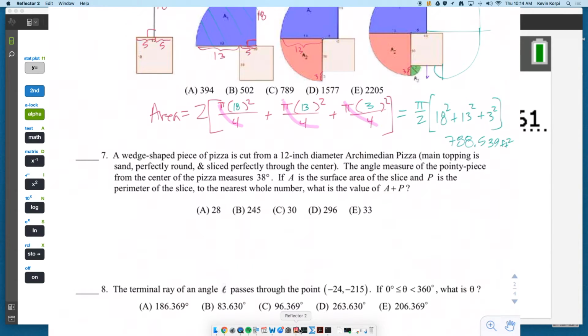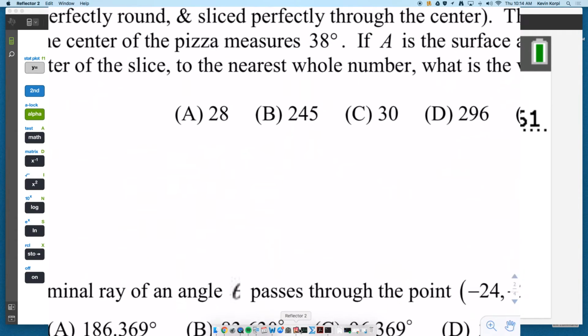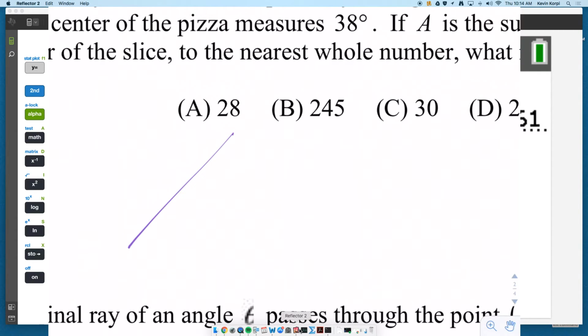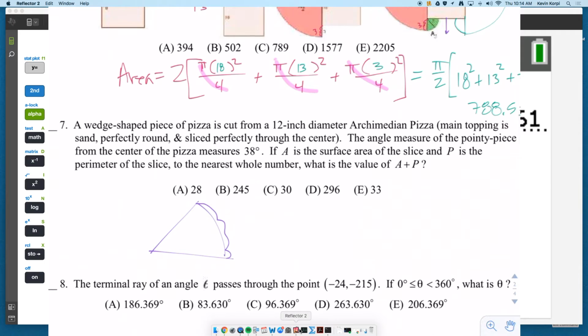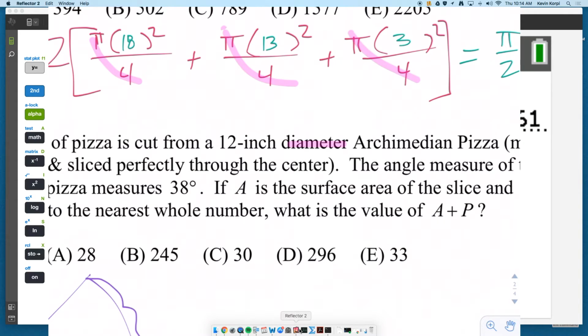Number 7. You're still thinking about the Freudian pizza? So I wrote you a question with Archimedean pizza. Archimedean pizza has the main topping of sand. It's not widely ordered. Okay? But if we take a wedge-shaped piece of pizza cut from a 12-inch diameter. Now, it wasn't as nice this time. I didn't bold diameter. But if the diameter is 12, guess what the radius is? 6. And if you use 12 as the radius, there was an answer choice for you.